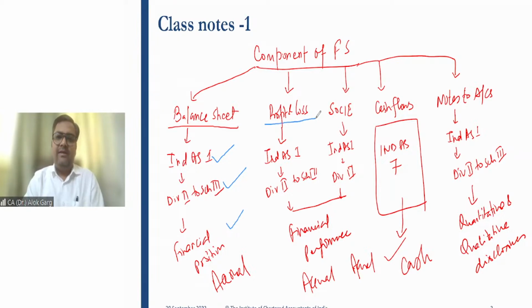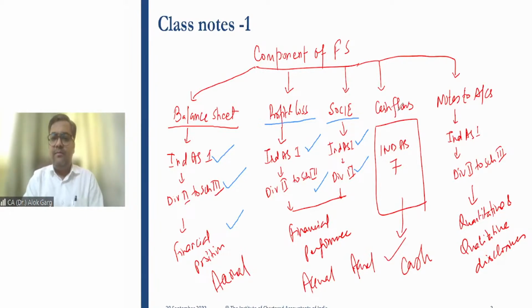Profit and loss, again, the guidance is given in Ind AS 1 and the format is given in division 2 to schedule 3. This profit and loss depicts the financial performance of the entity. A statement of changes in equity, one of the new components which we have discussed. The guidance on statement of changes in equity is given in Ind AS 1 and the format is given in division 2 to schedule 3, right? And the statement of changes in equity also provides the performance of the entity, in terms of the reserves and surplus, in terms of the shareholder funds.